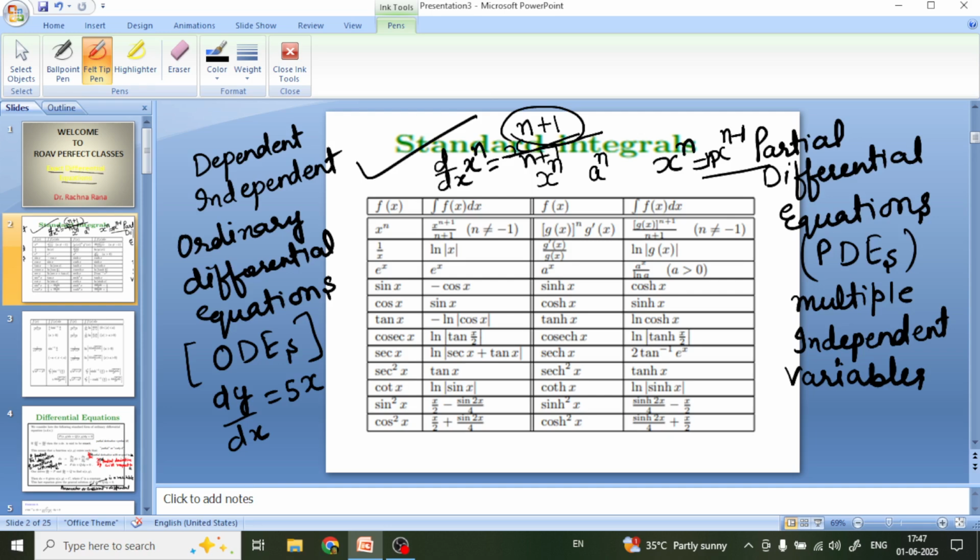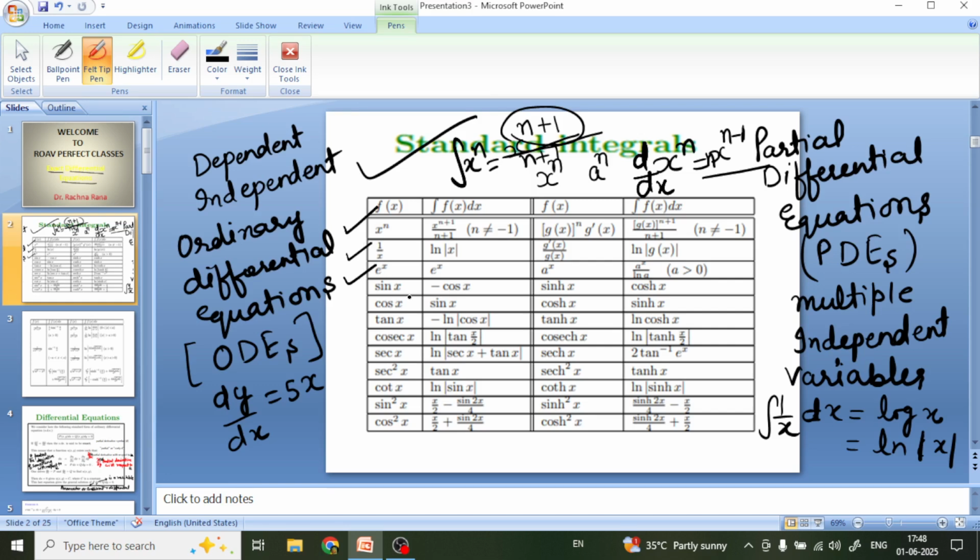Now next, if you want to find the integration of 1 by x, that is equal to log x. You can write it as ln x. This symbol is used for integral, and in case of differential, d over dx is used for the differential part. This is the first formula, this is the second formula.